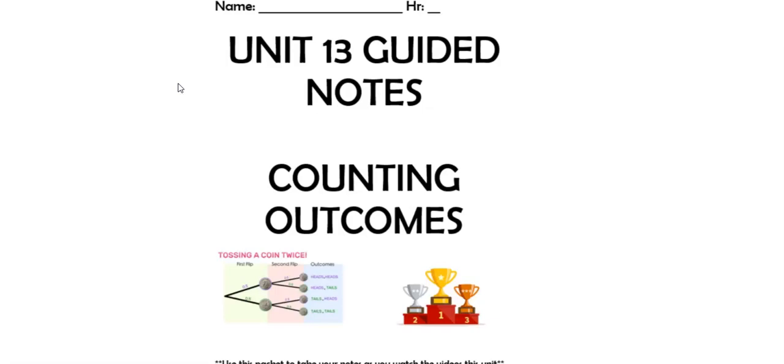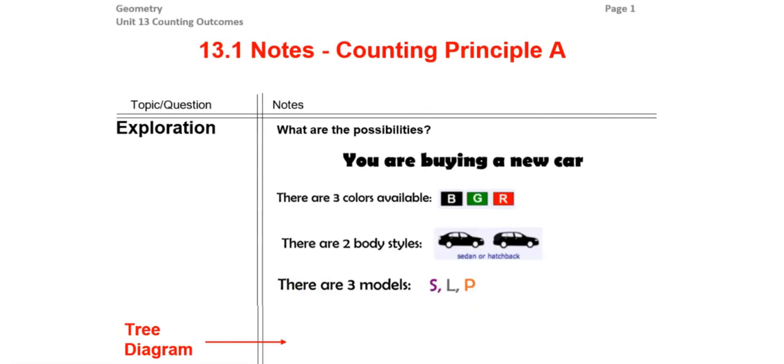Unit 13 and Unit 14 are two of my favorites of the year, and I'm glad we saved them for last. In this unit, we're counting outcomes, which is a precursor to our probability unit that's coming up next. So I hope you guys enjoy this. It's different. It's not very much related to geometry, so something different to end the school year with. So make sure you have a packet, and then we'll go ahead and get started.